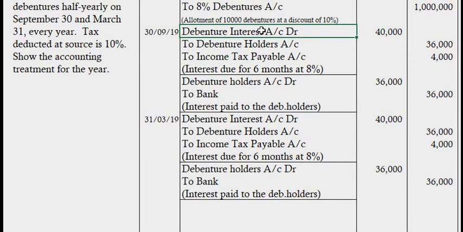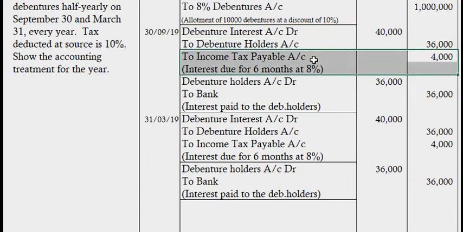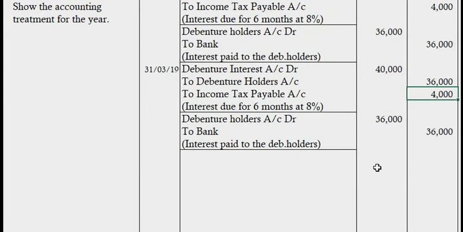Then at the end of the financial year, we have to transfer the tax payable. We have deducted this tax from the interest payable to the debenture holders. So we have collected this tax. This tax amount is with us. Now the company wants to transfer this tax amount to the income tax department. So total here there is 4,000 and here also, for a total of 8,000 rupees with us in the form of tax collected, and this amount is to be paid to the income tax department.